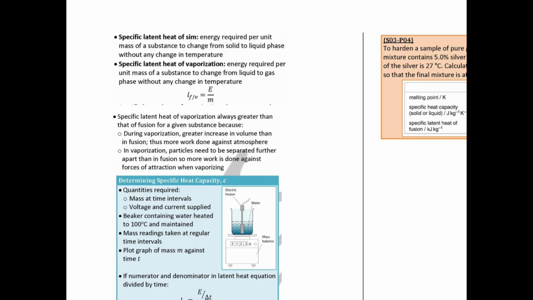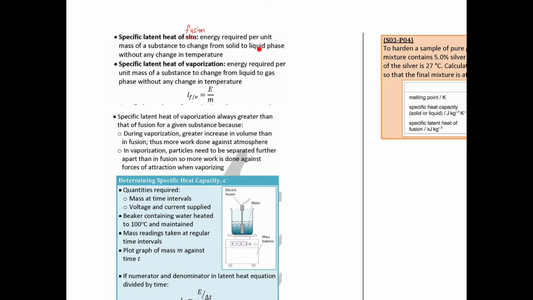Let's see here. We have specific latent heat of, okay, this word, let's change it to fusion. Specific latent heat of fusion. Fusion is more commonly used. So what is that? Energy required per unit mass of a substance to change from solid to liquid phase.